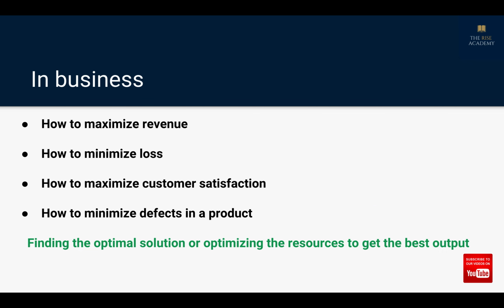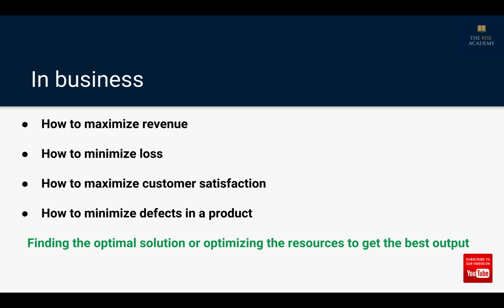And in business, these are very commonly used terms because frequently we hear things like how to maximize our revenue, or how to minimize our loss, or how to maximize our customer satisfaction, or how to minimize the defects in some product that we are manufacturing, right? And this process of finding the maximum or the minimum is also called optimization, because we are trying to find the optimal solution based on the resources that we have available.